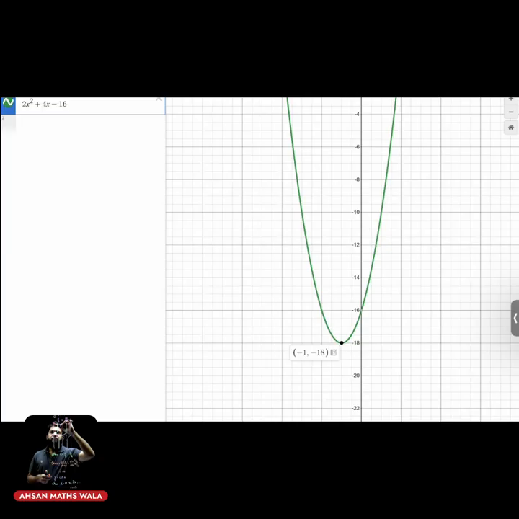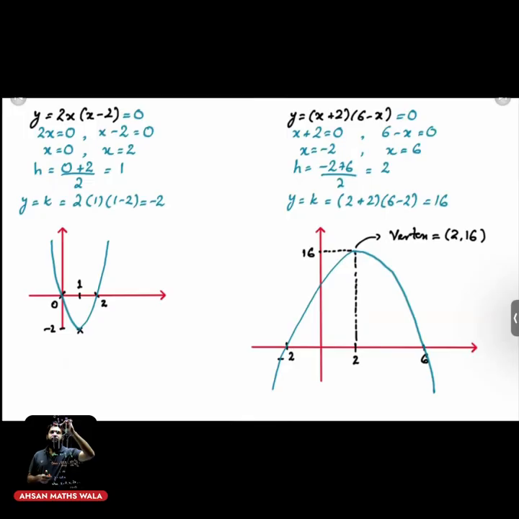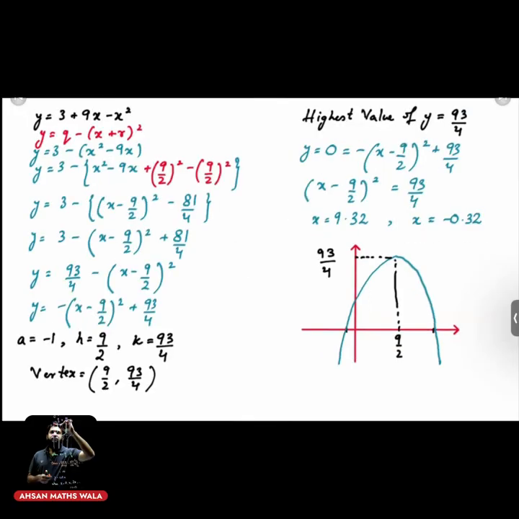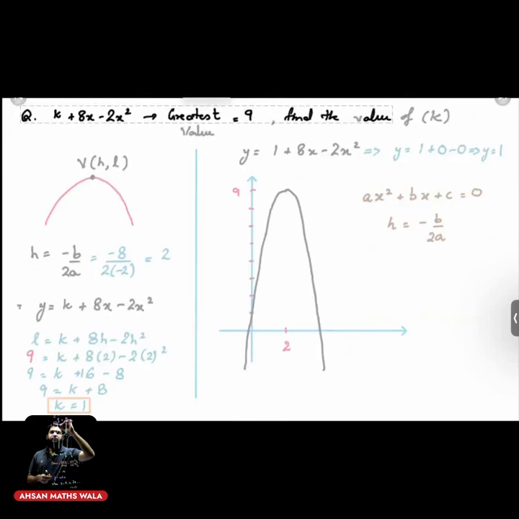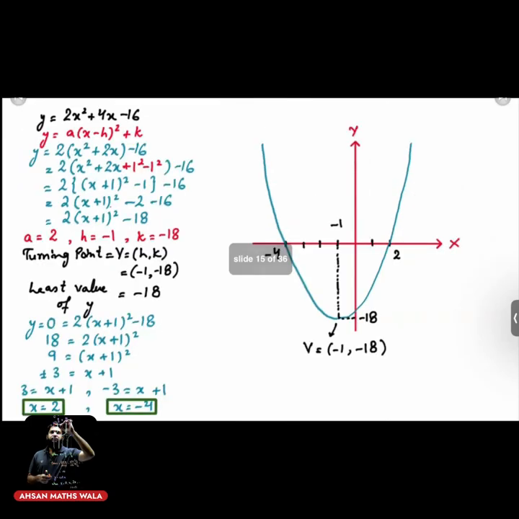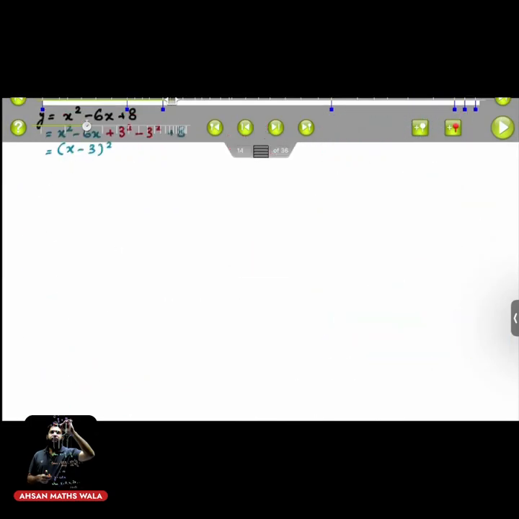Should I move on to the next question? Okay, guys, use the completing square method and solve this question right now.